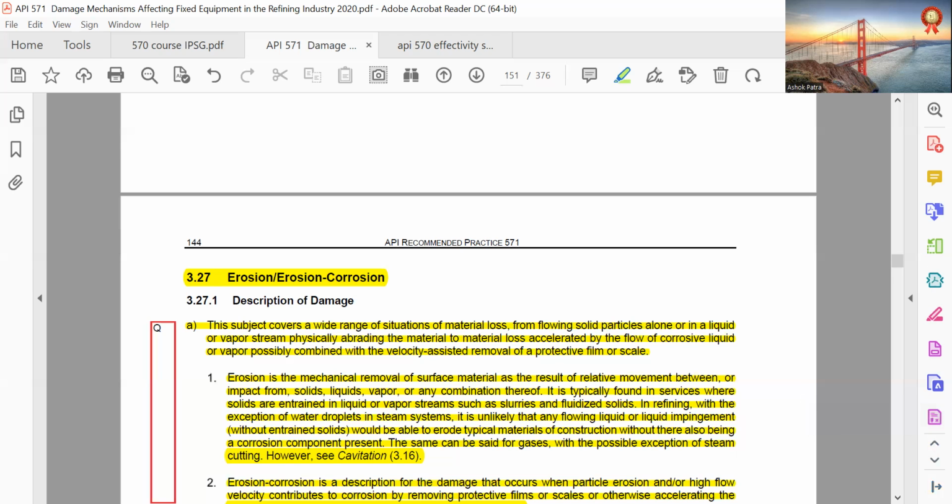Erosion, erosion-corrosion. This subject covers a wide range of situations of material loss, from flowing solid particles alone or in a liquid or vapor stream physically abrading the material, to material loss accelerated by the flow of corrosive liquid or vapor, possibly combined with the velocity-associated removal of protective film or scale.